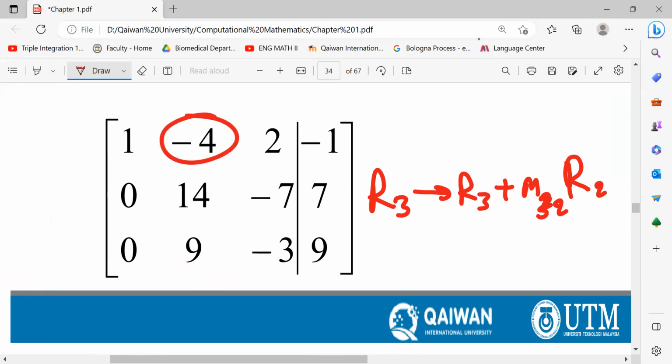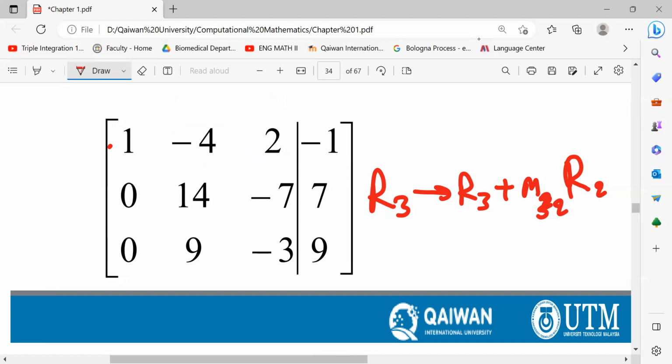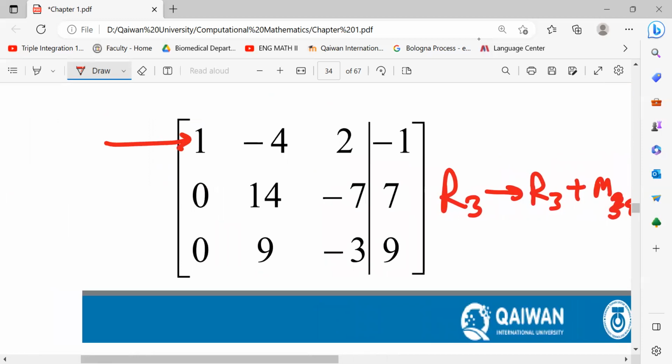Look, this is not a leading entry in this column, because this is the leading entry of this row. So you have no more than one leading entry. And here, this is the leading entry. From this leading entry, we make this 9 to 0. Because this is the first, this is the leading entry. So you have no other leading entry here. Okay?